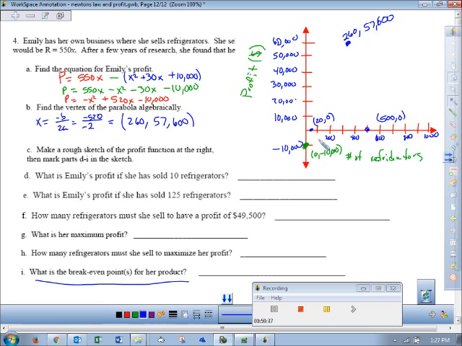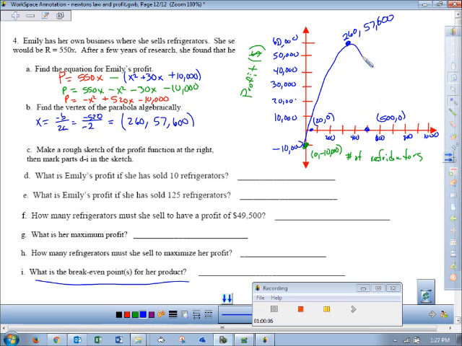So if she sells 20 fridges, that's where she'll break even for the first time, right? Then she has enough to sell 500 fridges, but then she'll be at even again. Would you, if you were Emily, want to sell that many refrigerators? What is the point that maximizes your profit? The maximum. How many fridges should she sell to maximize her profit?